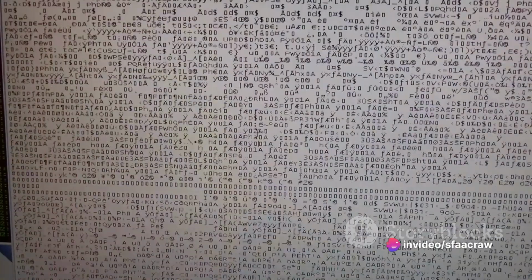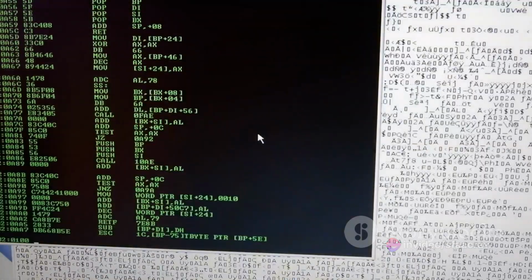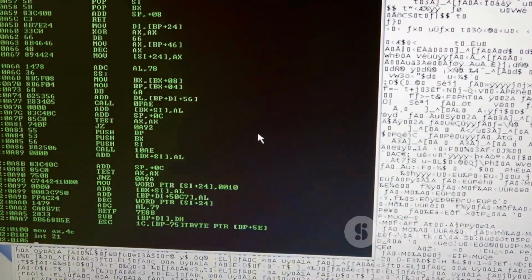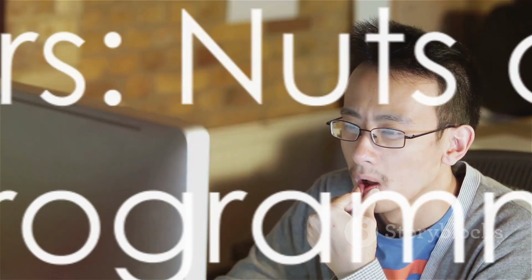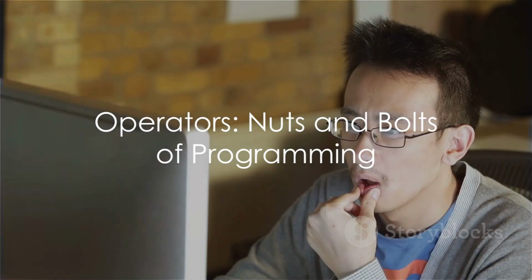Understanding operators isn't just a nice-to-have skill, it's a fundamental part of learning and mastering any programming language. They're the tools that help you manipulate data and control the flow of your programs. Remember, operators are the nuts and bolts of programming. Grasping them is a step closer to becoming adept at any programming language.